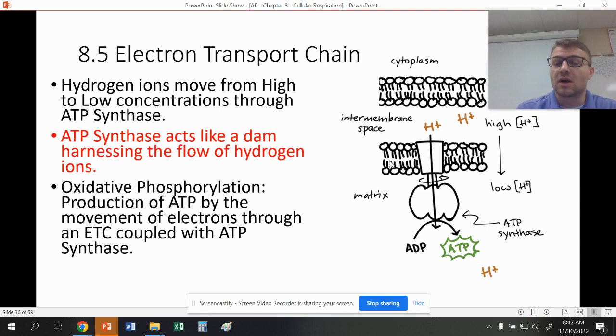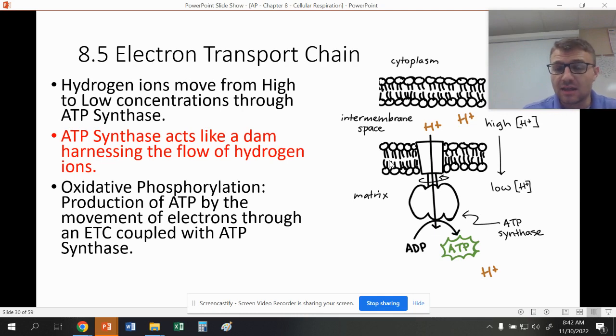The substrate level phosphorylation we saw in the Krebs cycle, and the substrate level phosphorylation we saw in glycolysis, that was an enzyme taking a phosphate group from a molecule, a substrate, and binding it to ADP, making it ATP. Now, remember, phosphorylation is just adding a phosphate group onto another molecule. Specifically, in this case, we're talking about phosphorylating ADP into ATP. What happens here is we're using an electron transport chain, and it's going to be coupled with the oxygen molecule that I showed you as the final electron acceptor. That means that is going to be an oxidative process.